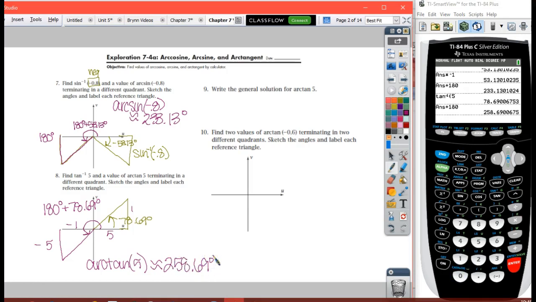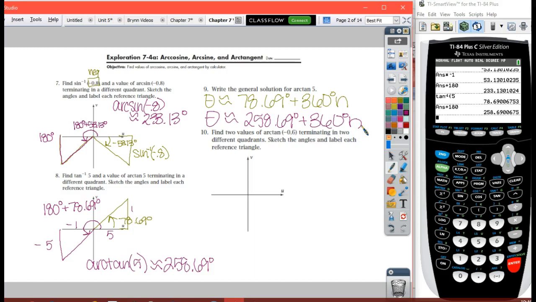Now there's two ways that you could write the general solution for arctangent. We found two unique answers, so we could write it as theta is approximately equal to 78.69 plus 360 degrees. So once I find this angle, add 360 over and over and over again, or subtract 360 to get more answers. So multiples of 360. My other unique answer is the one down in the third quadrant, which is 258.69 degrees. Same idea, add multiples of 360 in.